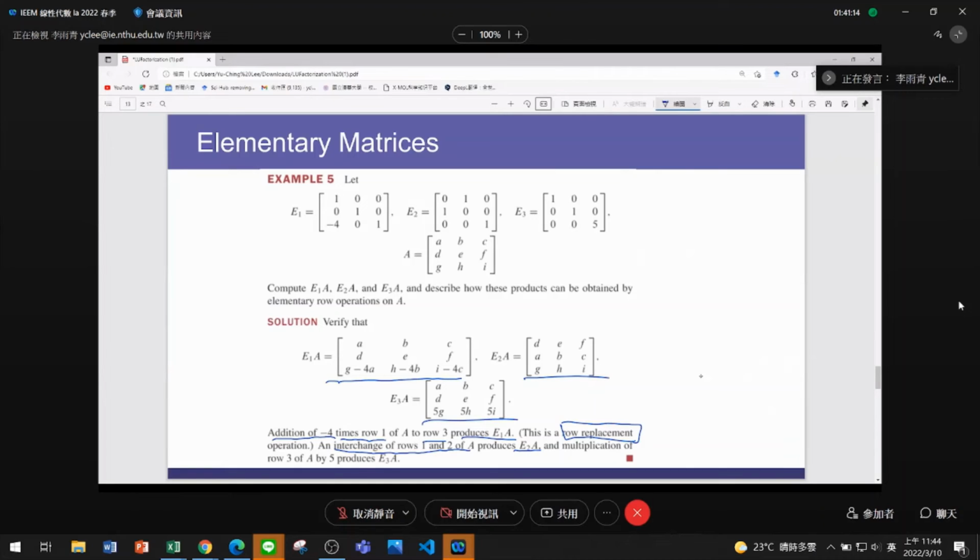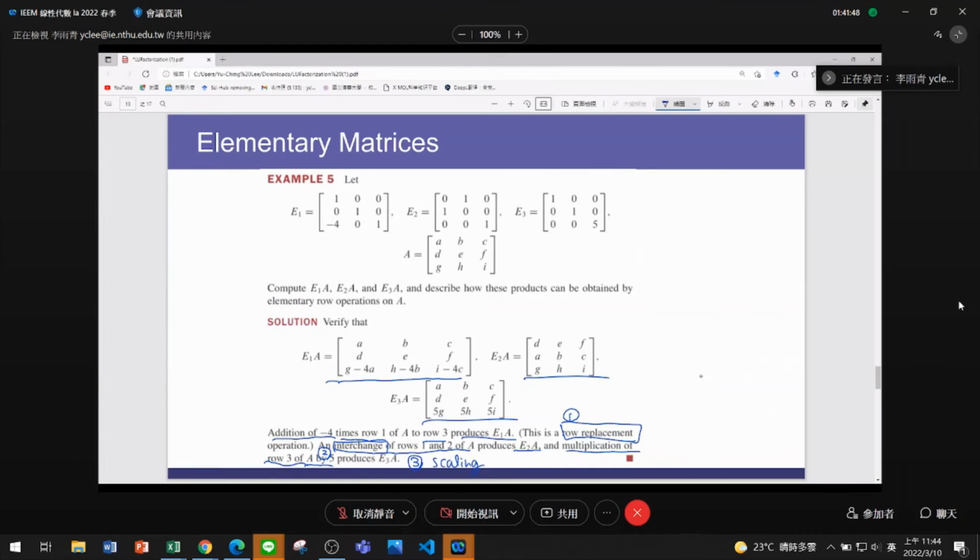And this corresponds to the second row operation, interchange. The first one is row replacement, and the second one is row interchange. And then multiplication of row 3 of A by 5 produces E3A. This is the third row operation. We call it scaling.